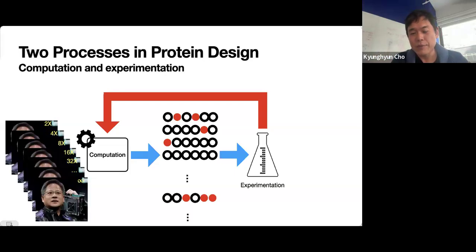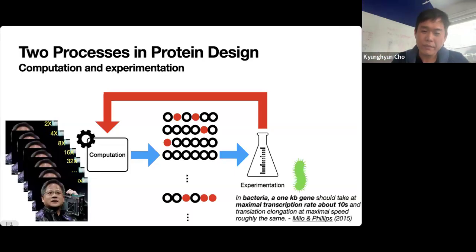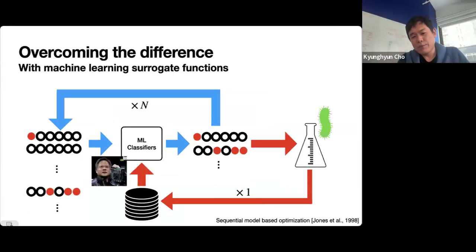On the other hand, experimentation cannot simply be sped up. In fact, in bacteria, in a very idealized situation, it takes about 10 seconds to transcribe a 1,000 base pair long gene into RNA. And this is extremely slow, if you can imagine this. In those 10 seconds, we can run, let's say, our protein design models on hundreds of GPUs to produce millions of candidate designs. But there's no way we can actually test them with experimentation because of this gap in the rate. So how do we actually overcome this difference?